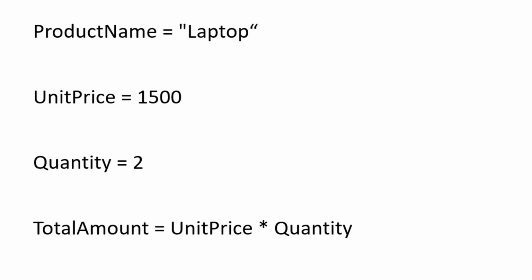To get the total amount, we will just have to multiply the unit price and quantity together. Now VBA remembers everything: the product, the price, the quantity, and the total. Without variables, this would have been impossible. That's exactly how business applications manage information behind the scenes.